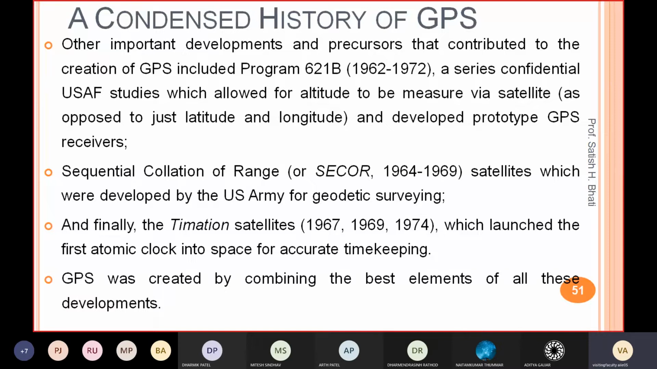So if you combine all these four, using whatever technology was used in these four programs, GPS was created by combining the best elements of all these developments.